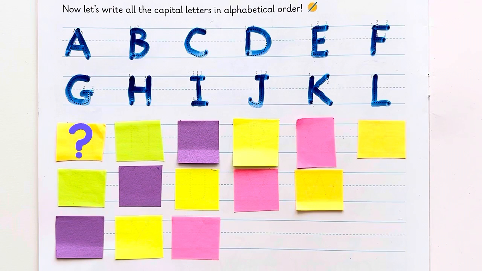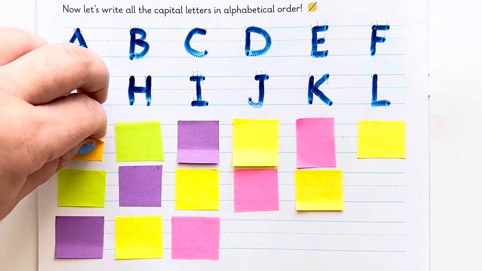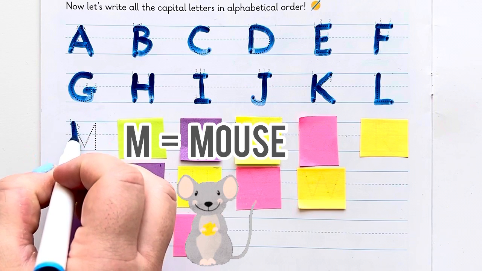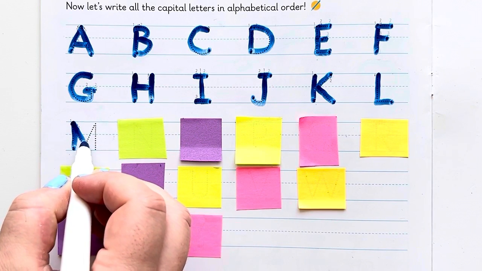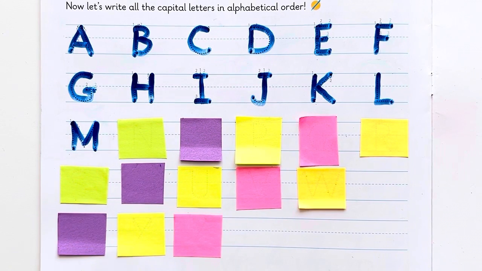The next letter is the letter M. Well done. The letter M for mouse. Straight line down, pen off, a diagonal line at the bottom, and then a diagonal line at the top, and then a straight line again. What letter comes after M?